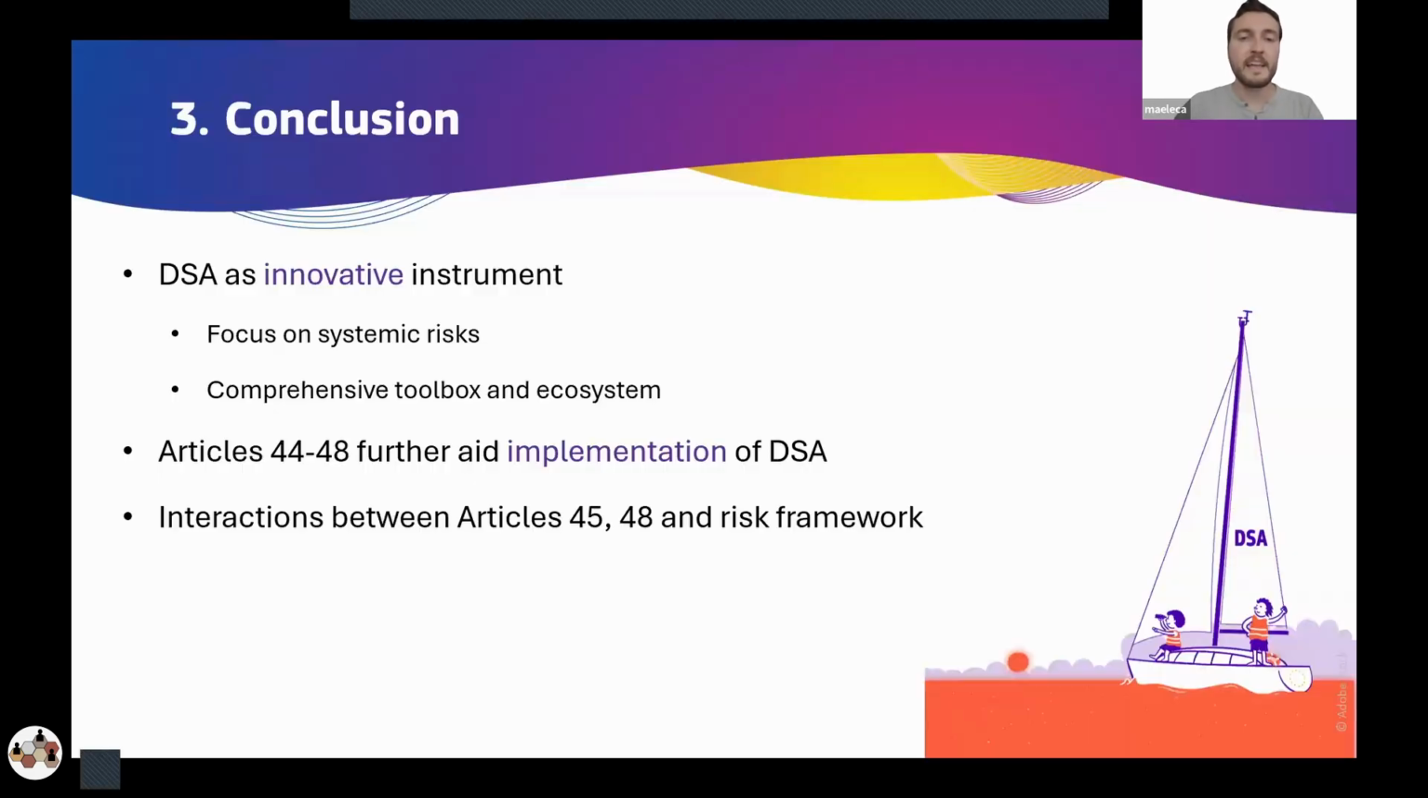So that concludes it. I hope you found this interesting. I know that all of this is a little bit more niche compared to some of the very big famous obligations of the DSA, but I think that we should definitely have some attention for Articles 44 and 48, so that also everybody can be a bit better involved in this.